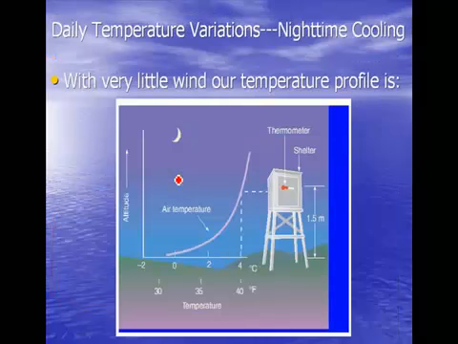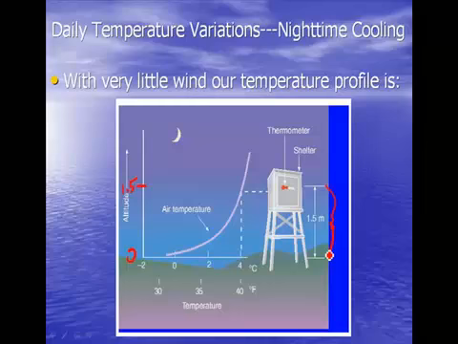Let's take a look at nighttime cooling. Quite a bit different than what we see with daytime cooling. In fact, again, this particular graph here is altitude as we go from 0 meters up to about 1.5 meters. Again, I'm using this weather shelter as a point of reference, sitting at the surface, and goes up to about 1.5 meters. You'll notice that temperature in this particular example is about negative 0.5 degrees Celsius at the surface.